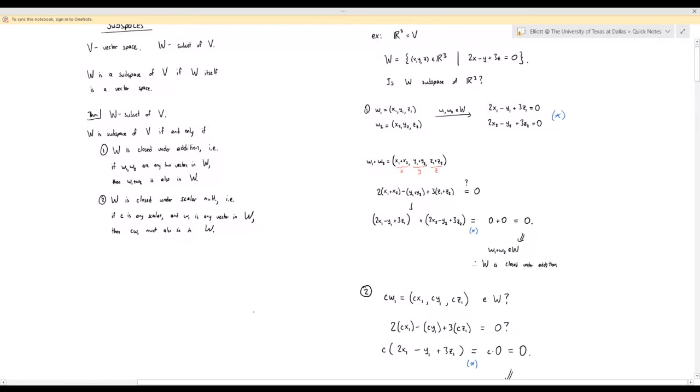Before I go on to a brand new example, I just wanted to make an observation. Let's say that I were to change this example slightly. In this example, W was the set of vectors in R3 satisfying 2x minus y plus 3z equal to 0. I wanted to see what would happen if instead of equaling 0, I had it set equal to some other number, say, for example, 1. How would that change the problem if we now had 2x minus y plus 3z equal to 1 rather than 0?